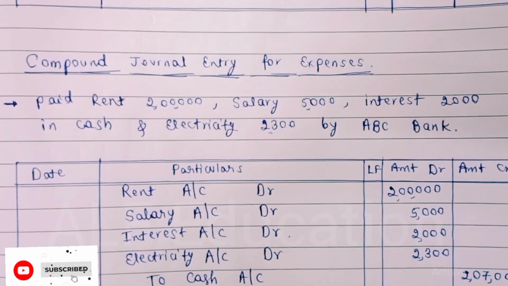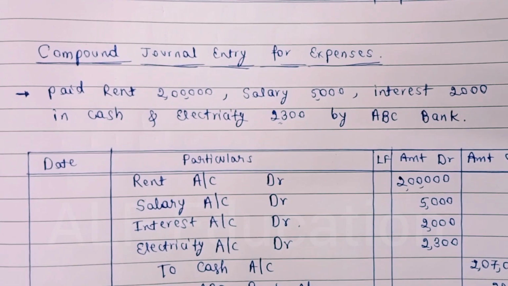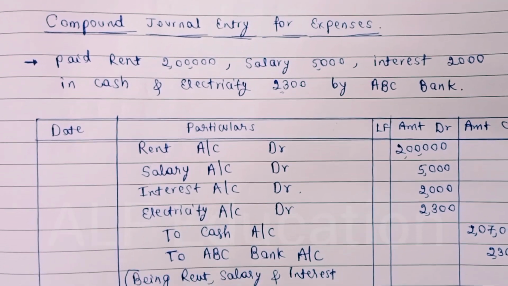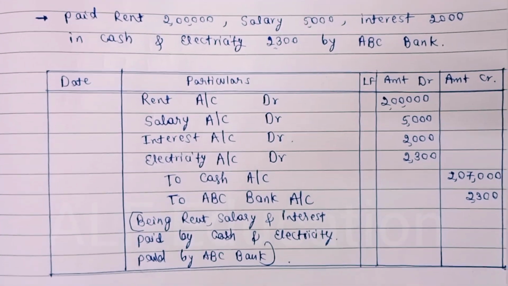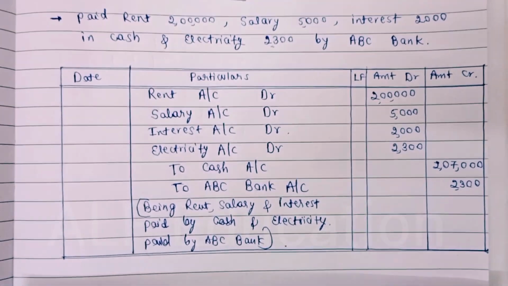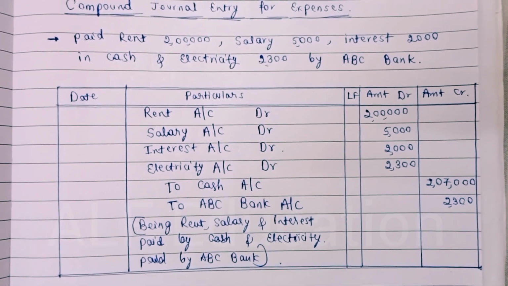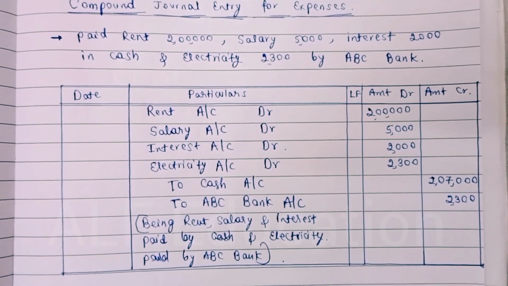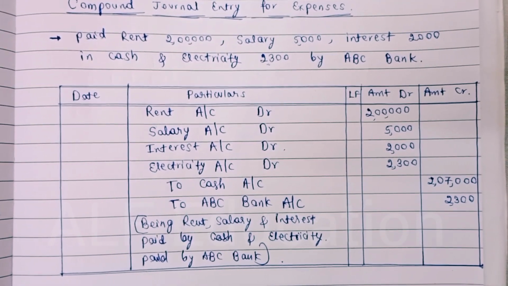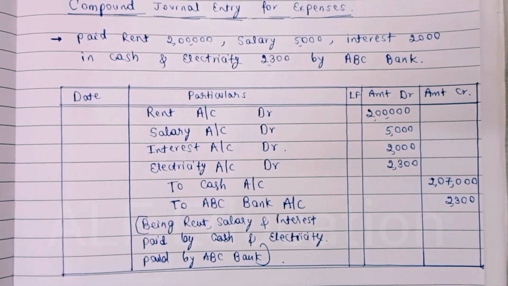Compound journal entry for expenses. Here you can find multiple expenses in one transaction. Paid rent 2 lakh, salary 5,000, interest 2,000 in cash, and electricity 2,300 by ABC Bank. The same rules are applicable here as well.